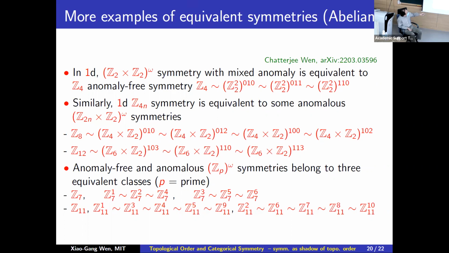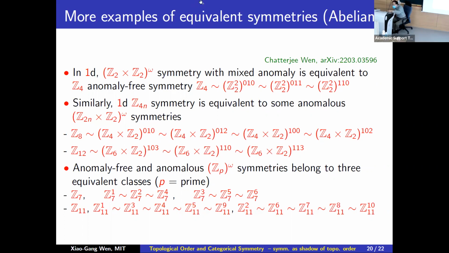Z4 is just an ordinary anomaly-free Z4 symmetry. And we try to say that Z4 symmetry and the Z2 cross Z2 symmetry with the mixed anomaly are the same. It's an equivalent symmetry. But we did not go into this in much detail: what is anomaly, what is SPT, how they are related. Maybe if you have two more lectures, I probably can cover that. That's also a big story.